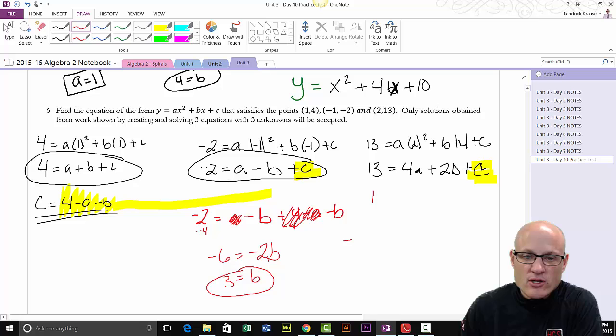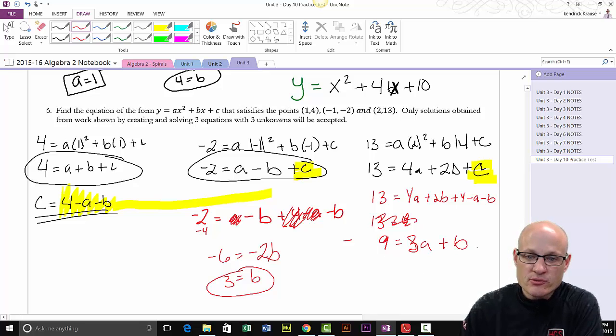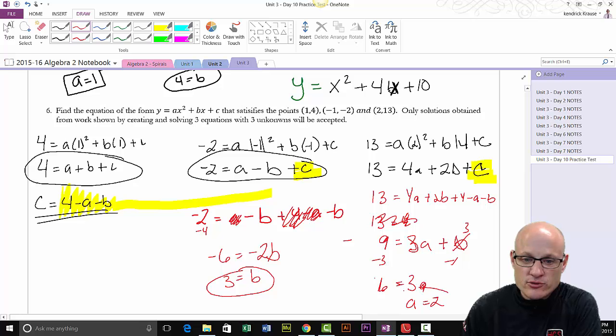Oh, I got this other equation over here. 13 is equal to 4a plus 2b plus 4 minus a minus b. So 13 is equal to 4, no, that's not 14. I bring the 4 over, I get 9 is equal to 3a plus b. Well, b is 3, so this is 3. So I subtract 3, and I subtract 3, and I get 6 is equal to 3a. So a is equal to 2.